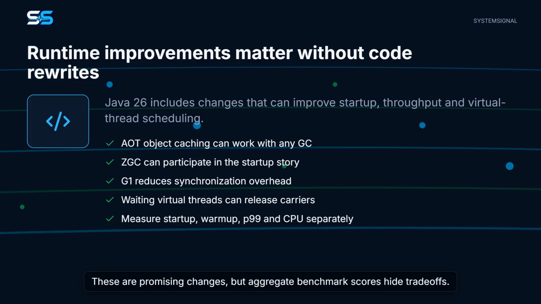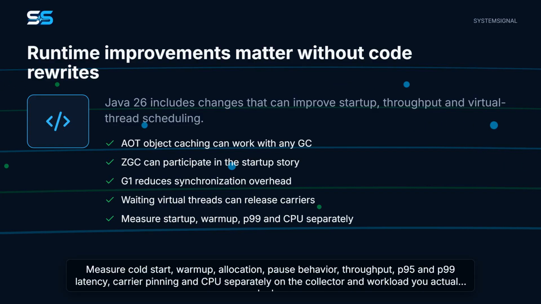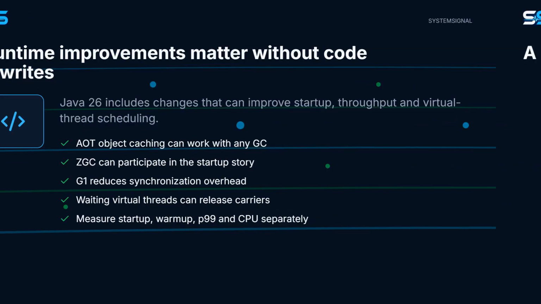These are promising changes, but aggregate benchmark scores hide trade-offs. Measure cold start, warm-up, allocation, pause behavior, throughput, P95 and P99 latency, carrier pinning, and CPU separately on the collector and workload you actually deploy.